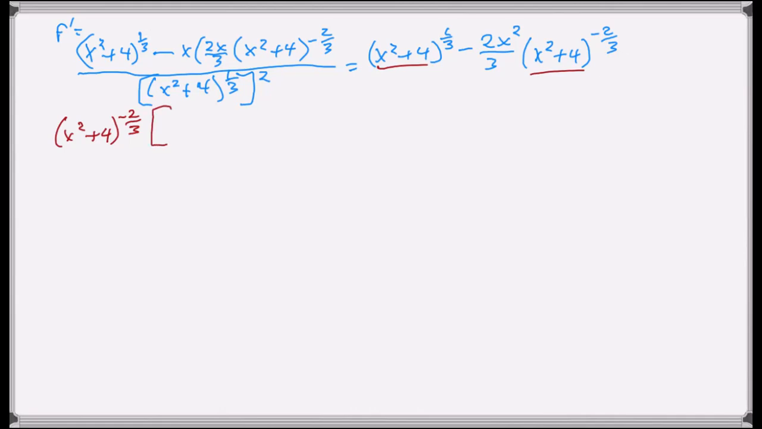What does that leave me? The first one here is to the positive 1/3 power. What would that have to be so that if I added negative 2/3 to it, I would get positive 1/3? Well, from that last problem we saw, that's probably going to be x squared plus 4 to the 1.